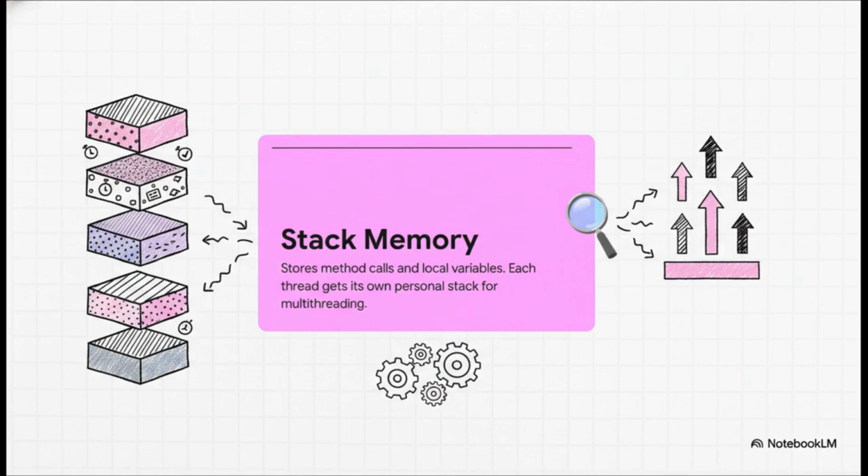All right, then we have the stack. Now, unlike the heap, which is this big shared space, the stack is more like a personal to-do list for each individual worker, or in Java, for each thread. It keeps a running tab of which methods are being called and holds all their local variables. And this is so important. Every thread gets its own private stack. That's a huge reason why Java is so good at handling multiple things at once.